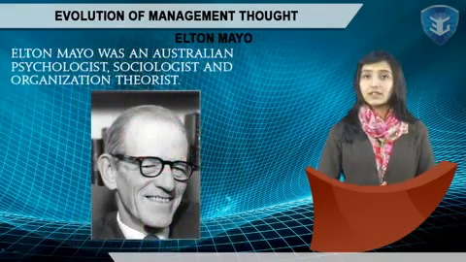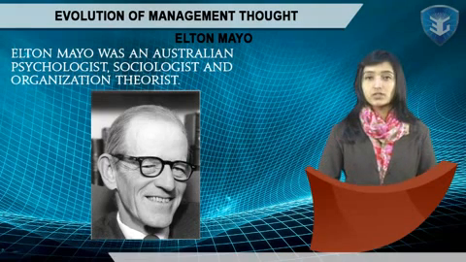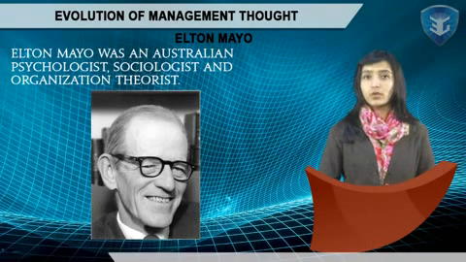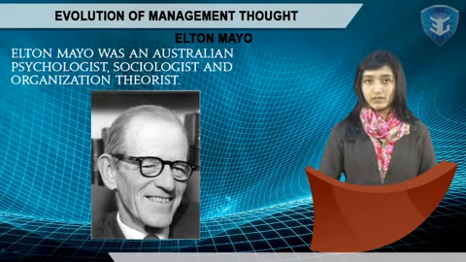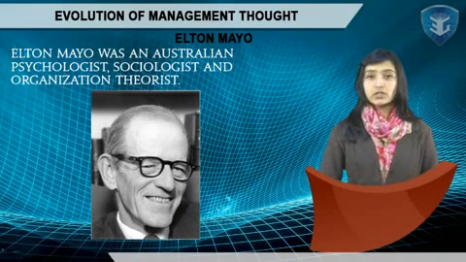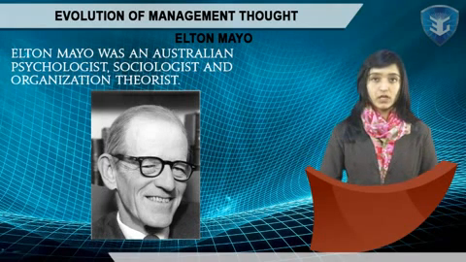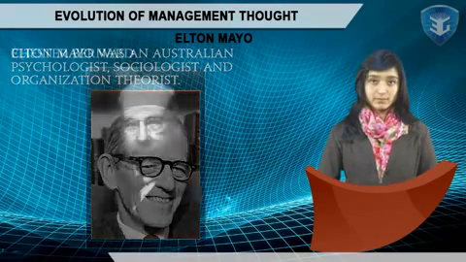Let's move on to the next topic, Elton Mayo. Elton Mayo was an Australian psychologist, sociologist, and organization theorist. He carried out a number of investigations to look at ways of improving productivity, for example, changing lighting conditions in the workplace. Physical conditions or financial incentives had little motivational value. He concluded that people's work performance is dependent on both social issues and job content.